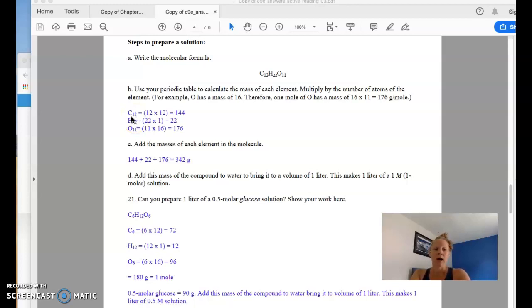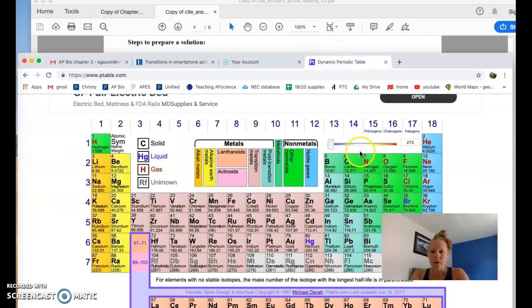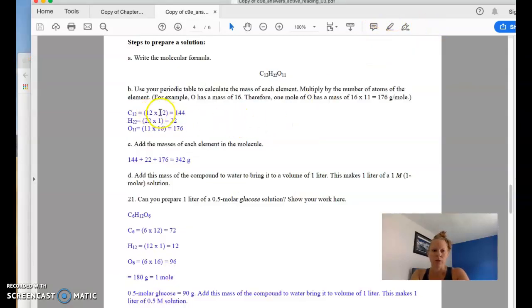C12H22O11. There are 12 carbons, and if we go to our periodic table right here, the mass of carbon is 12 atomic mass units, or 12 AMUs. So we're going to multiply 12 times 12 equals 144. That's 144 grams per mole.